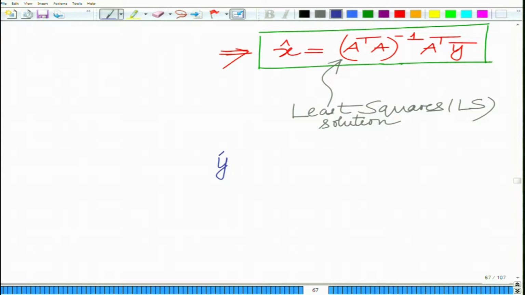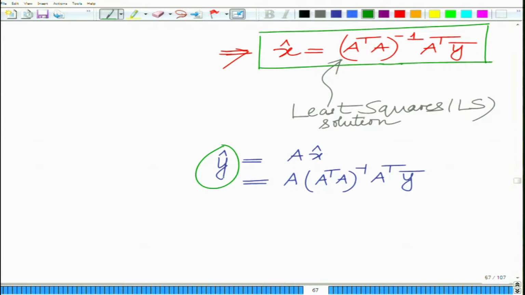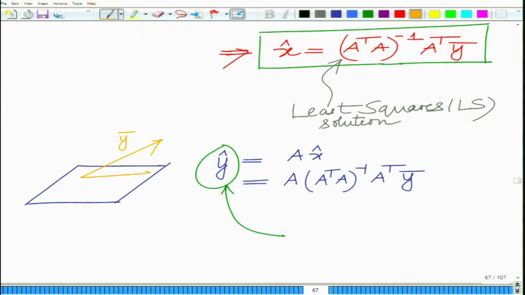Now, in addition, what is Y hat? Y hat, that is the approximation to Y, is nothing but A times X hat, which is equal to A times A transpose A inverse A transpose into Y. Remember, Y hat is the best approximation. Let's go back and look at this plane again. This is your vector Y bar, this is your vector Y hat, and the resulting error vector is orthogonal.